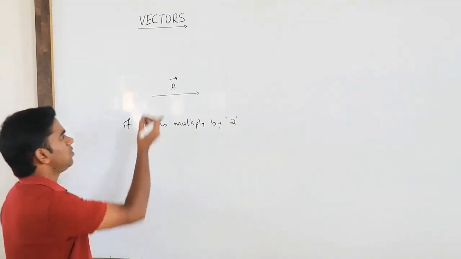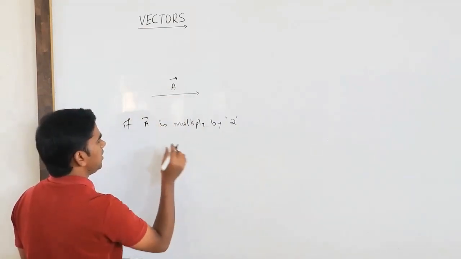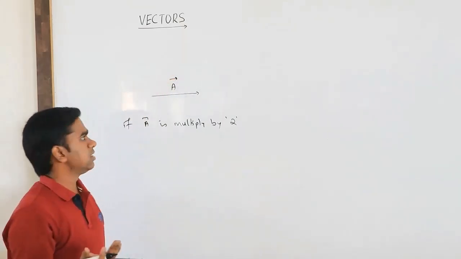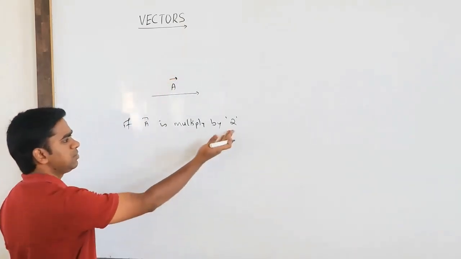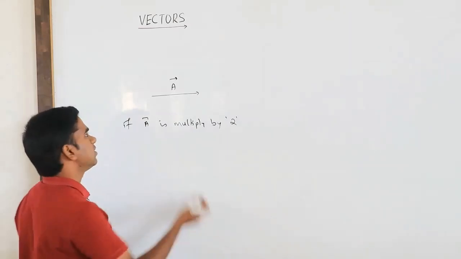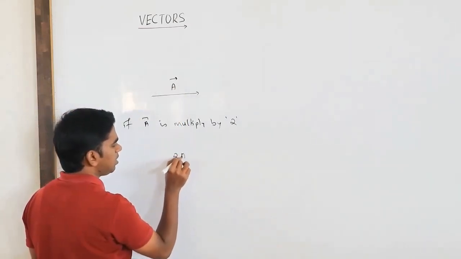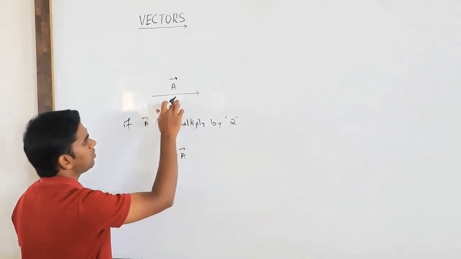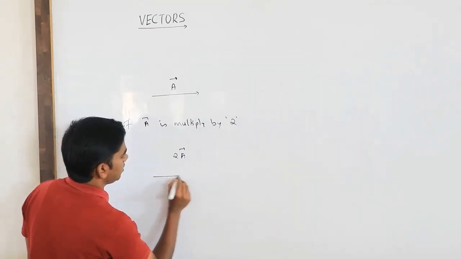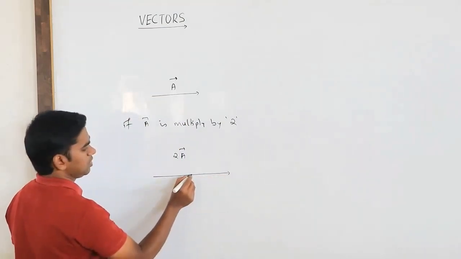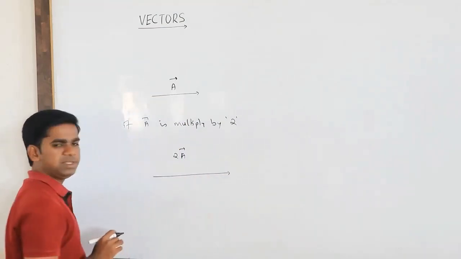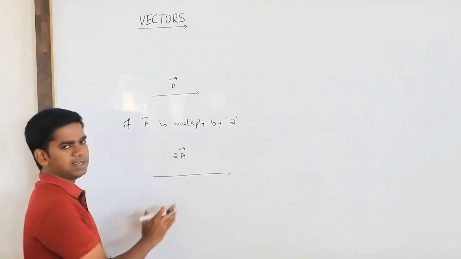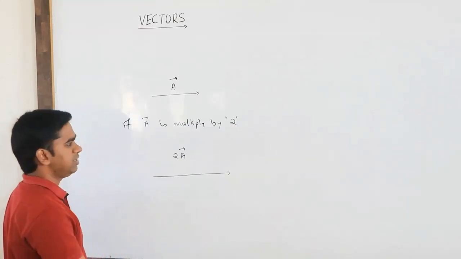So you just have to multiply. A will become 2a. Suppose a is 2 meter per second, multiplied by 2 it will become 4 meter per second. Then what will happen to the diagram? The diagram will become simply 2 times the original length. From here to here is going to be 2a. So you simply increase its magnitude. Direction will not change. Direction will be as it is.